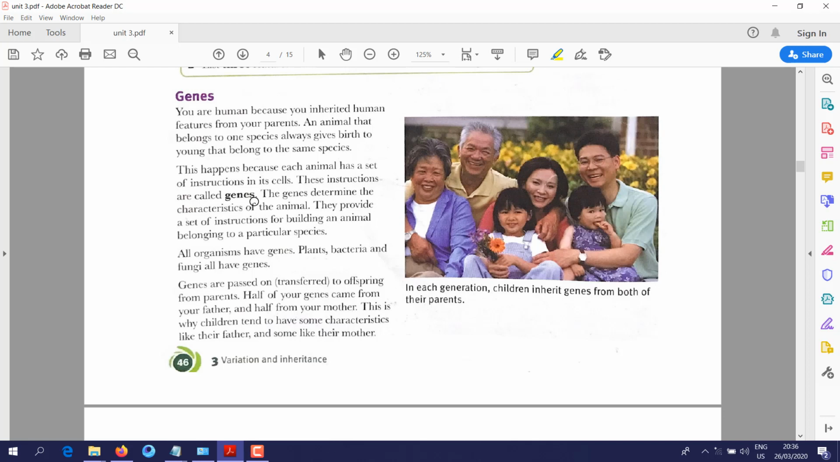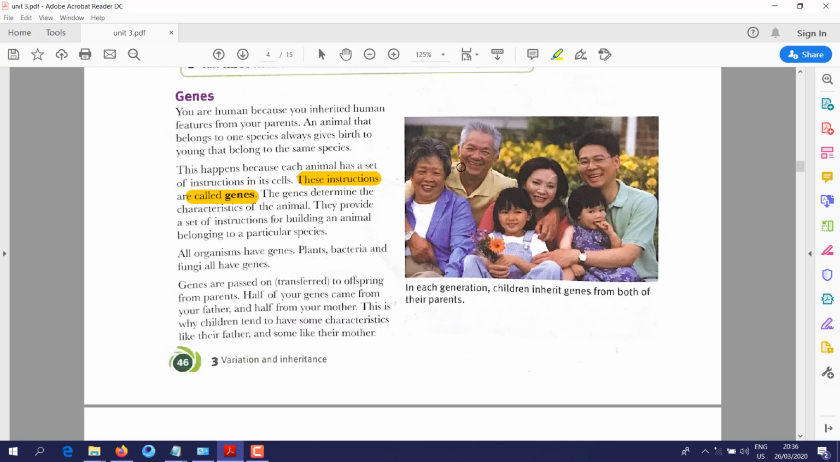Then genes. What's the function of genes? What are genes? What is the function of genes and where can we find genes? Firstly, what do you mean by genes? Genes are the instructions, okay? Instructions for making you, or why you have these features. It's because of the genes that you have.